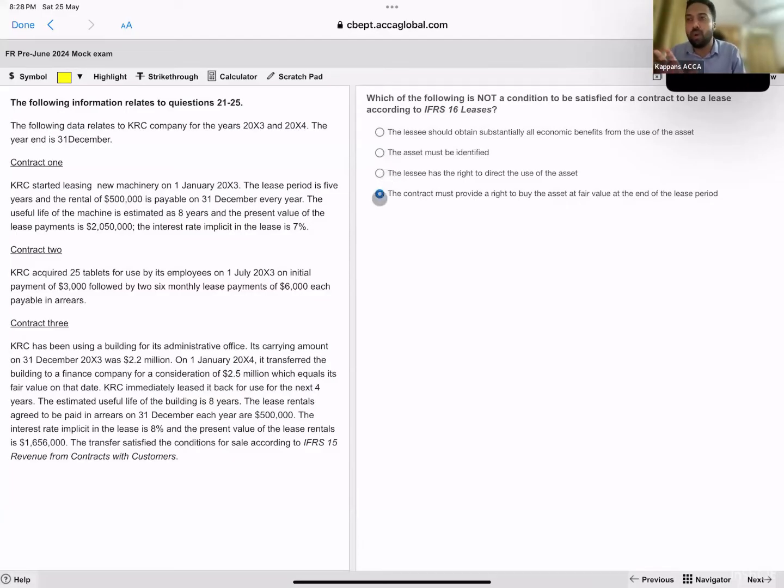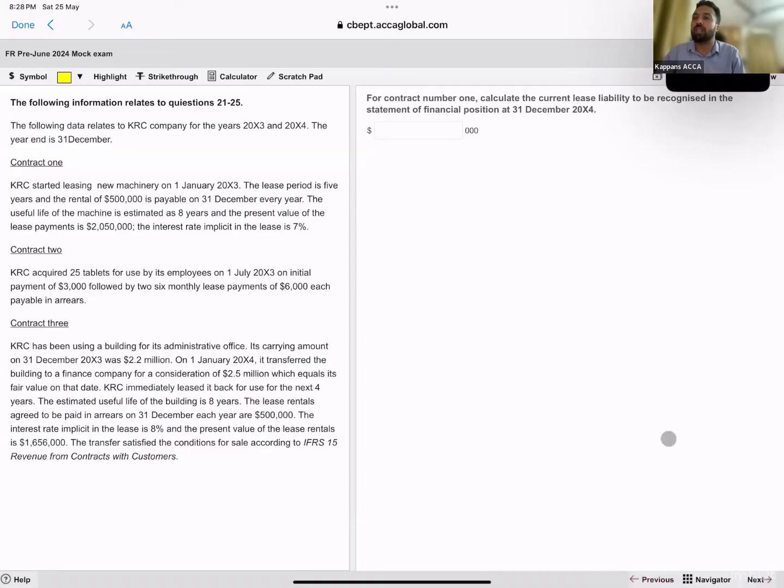So the fourth one will be not a condition. The contract must provide a right to buy the asset at fair value at the end of the lease period. That is not a condition. There is no need for a right to buy the asset for it to be a lease contract. So option D is the answer.